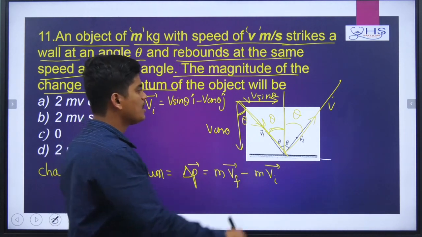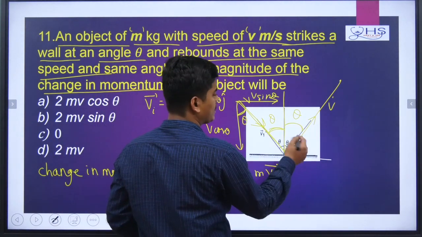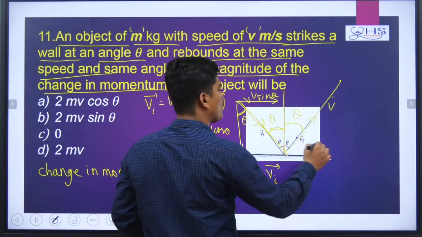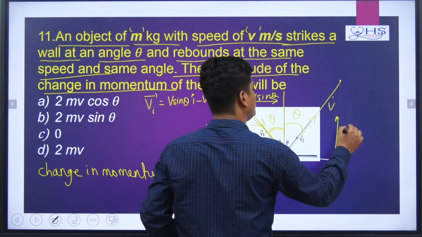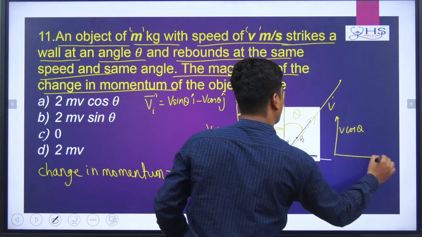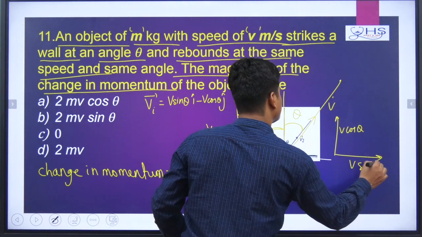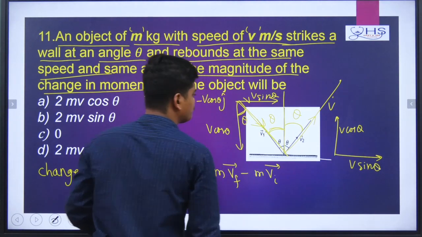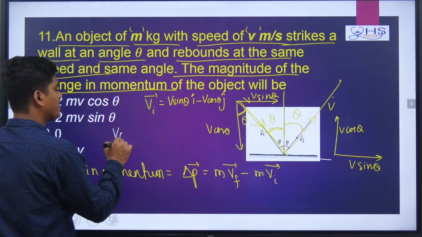Now if this is theta, I can take components also for this V. One component is upward, that is your V cos theta, and one component is this way, that is your V sin theta. So here I can write what? So V final vector, what can I write?